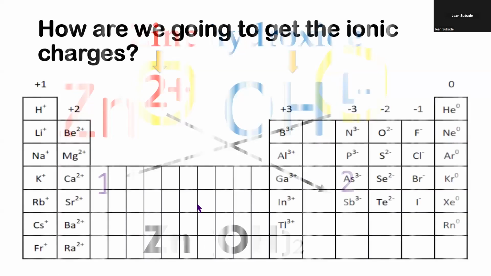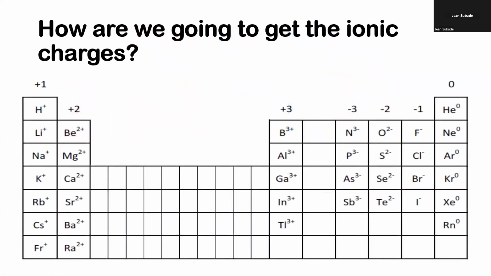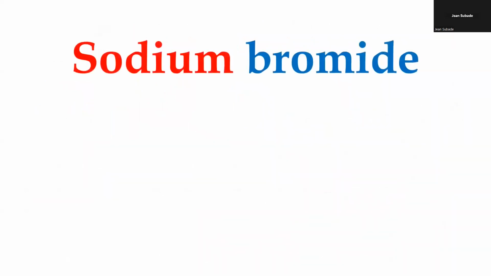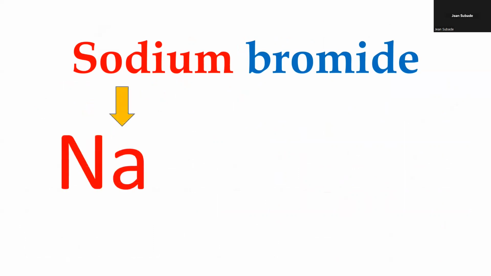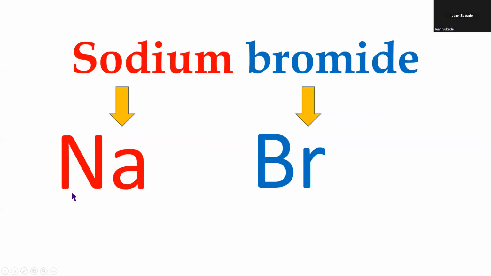It's automatic. So how are we going to get the ionic formula for sodium bromide as the second example? Again, first you have to write down the chemical symbols of the elements: sodium is Na and bromide is Br. The first letter of the chemical symbol is written in a capital letter, while the second one is always a small letter. Sodium is an alkali metal and bromine is a halogen.